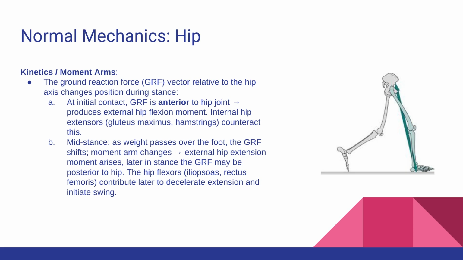Later in stance, particularly approaching terminal stance, the ground reaction force shifts posterior to the hip joint, creating an external hip extension moment. At this point, the hip flexors, and most notably the iliopsoas, become active eccentrically. Their job is to control the amount of hip extension and prepare the limb for swing.